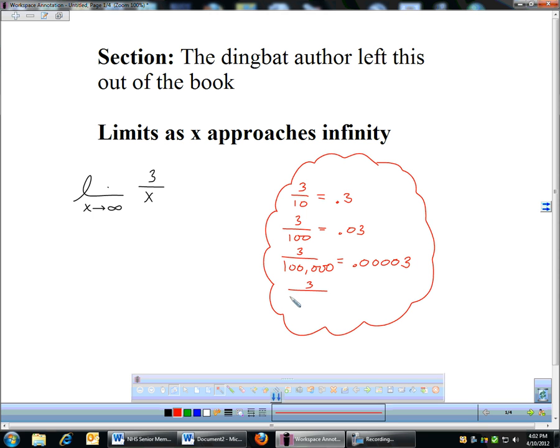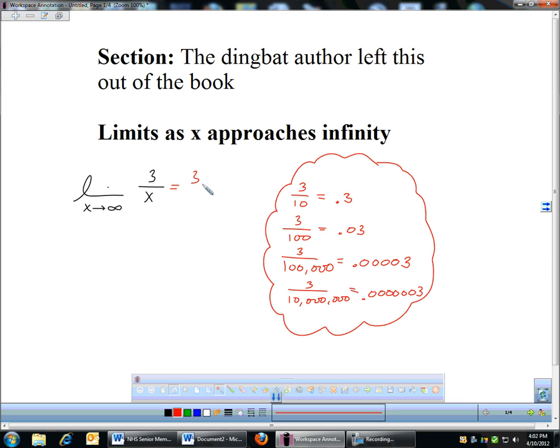And if you want to go even a little bit closer, let's say 3 over 10 million. Now I'm getting a little bit closer to infinity. The larger my bottom gets, the closer this fraction gets to 0. That would be 0.0000003. The larger the denominator gets, 3 over a huge number, the decimal is actually getting closer to 0.